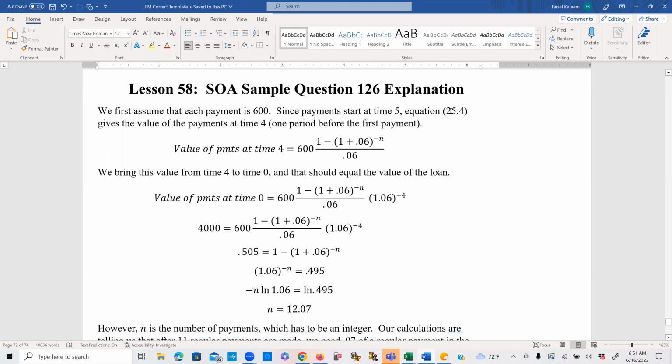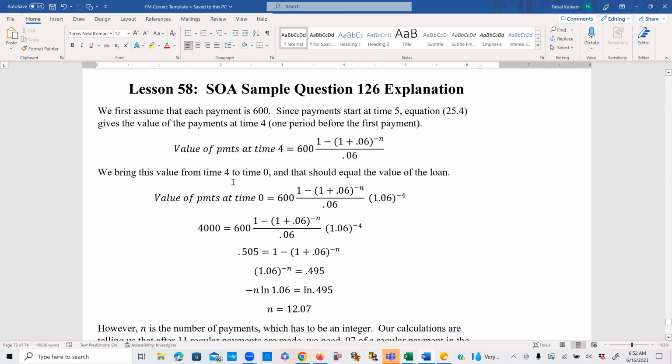So now equation 25.4, which is the basic equation for the present value of an annuity immediate, if applied in this case will give the value at time 4, because the fundamental present value equation of annuity immediate gives the value 1 period before the first payment. So if the first payment happens at time 5, then the value given by this equation, which is payment times 1 minus 1 plus i up to the negative n over i, will give the value at 4. And the payment is 600 and the interest rate was 6%. n is to be found out.